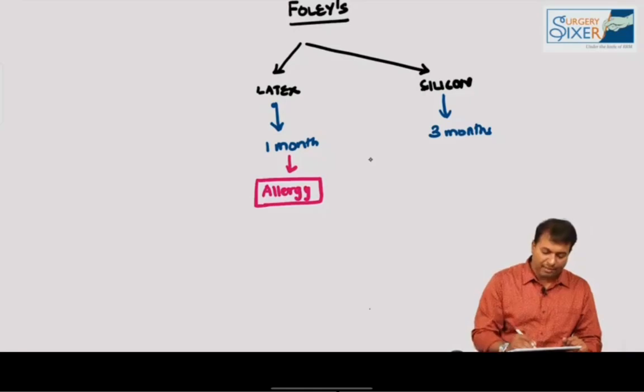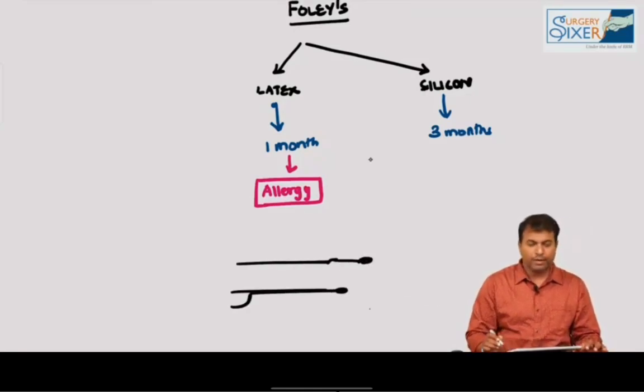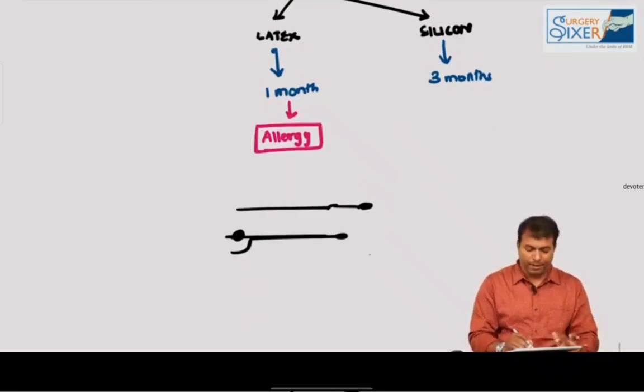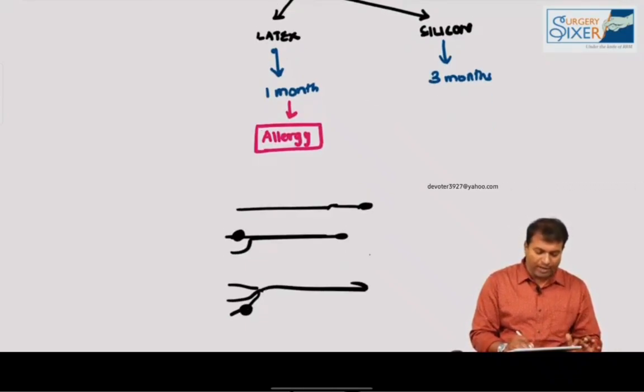And the catheters can be of many types, like a single lumen catheter, just to put a catheter and drain, or a 2 lumen in which the second lumen is to inflate the balloon for self-retaining purpose, or it is 3 lumens. So 1 lumen to inflate the balloon, another lumen to irrigate the bladder.